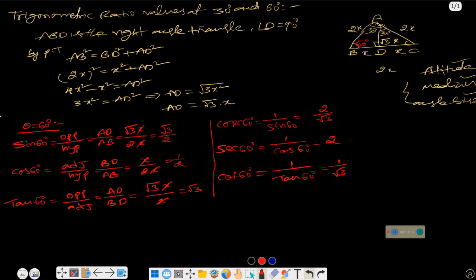Understood now this one? So sin 60 root 3 by 2, cos 60 1 by 2, tan 60 root 3, cosecant 60 2 by root 3, secant 60 2, cot 60 1 by root 3. Is it clear? So these are the trigonometric ratios at theta is equal to 30 and 60. Next we had to find out trigonometric ratios at 45 degrees. Is it clear? Now coming to next, theta is equal to 45.